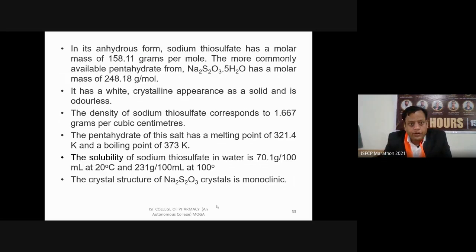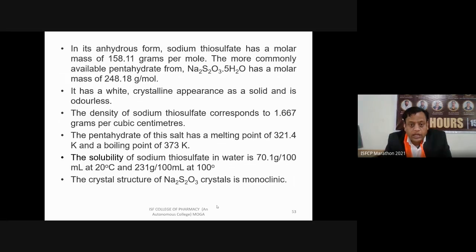Furthermore, in its anhydrous form, sodium thiosulfate has a molar mass of 158.11 grams per mole. The more commonly available pentahydrate form is Na2S2O3·5H2O, and its molar mass is 248.18 grams per mole. It has a white crystalline appearance as a solid and is odorless.